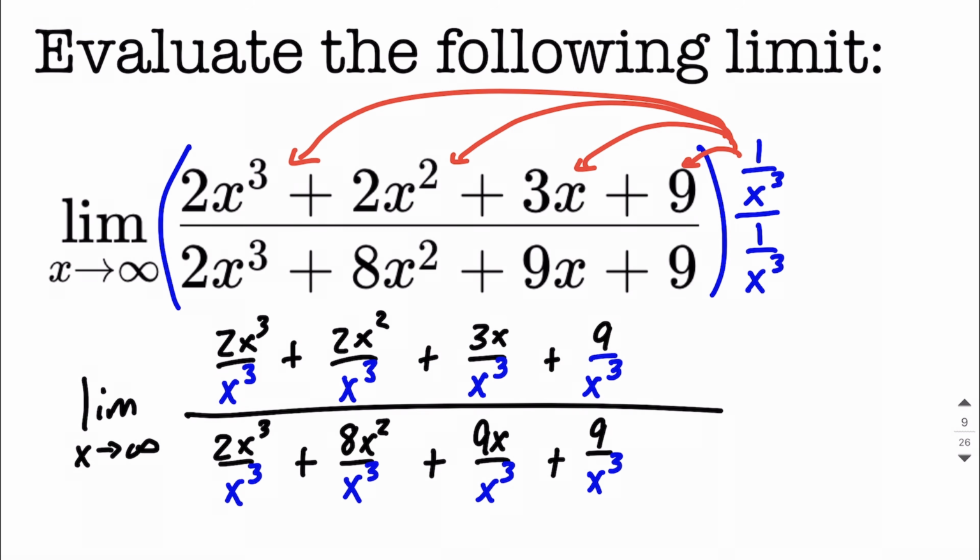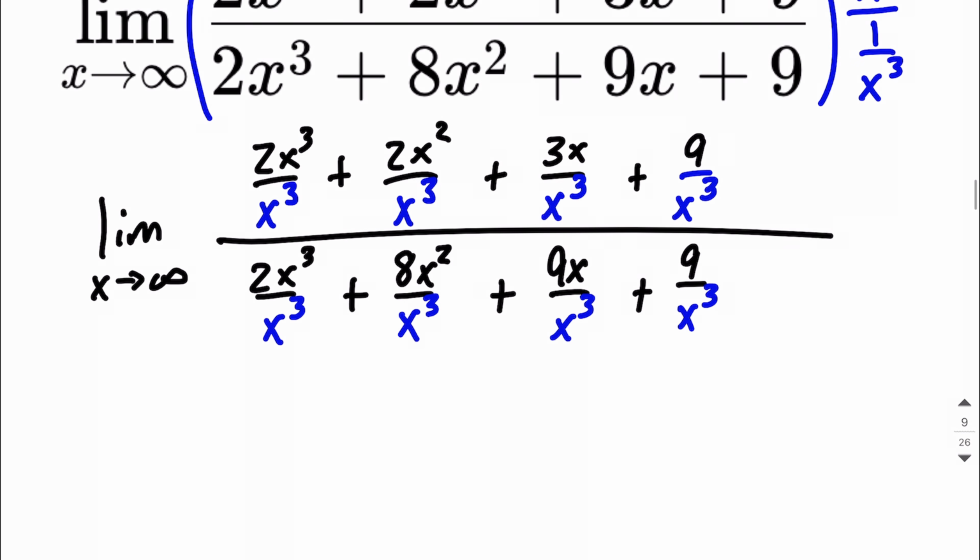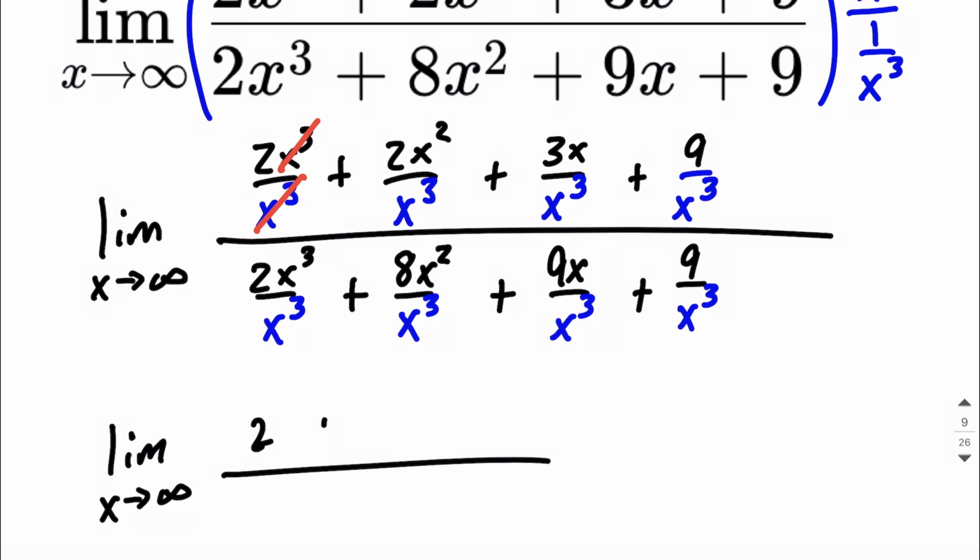Okay, now that we've distributed that 1 over x cubed to each and every one of those terms, both numerator and denominator, next we want to do a little bit of simplifying. So as you can see, we have an x cubed over an x cubed. That's going to simplify down and just make that 2. Now on others, it's not going to completely simplify down to just a number. But we got 2 for that first term.